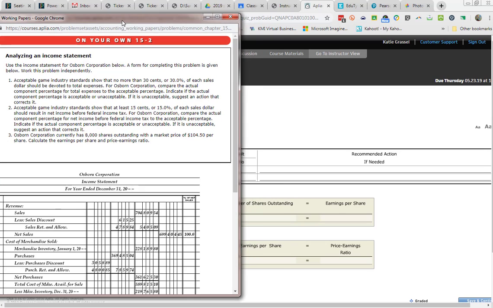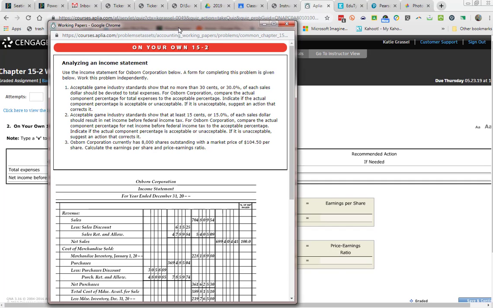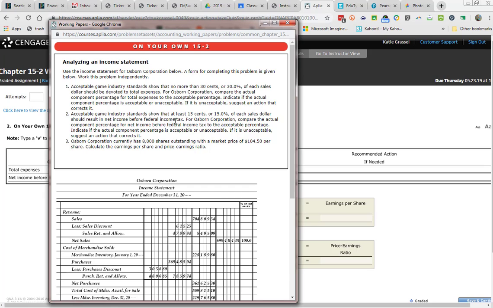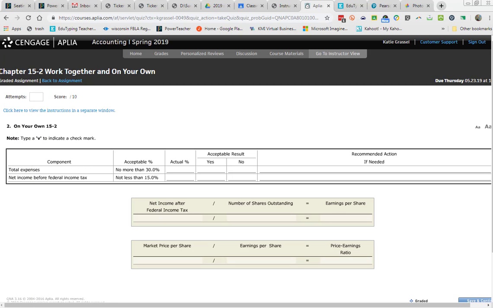So, this is exactly the same, except our component percentages are different, so we need to talk about what action we will take. For Osborne Corporation, the acceptable game industry shows that no more than 30 cents or 30% of each sales dollar should be devoted to total expenses. Compare the actual to the acceptable. What is their total expenses? 34.8. So, is it acceptable? It's not acceptable, would you agree?